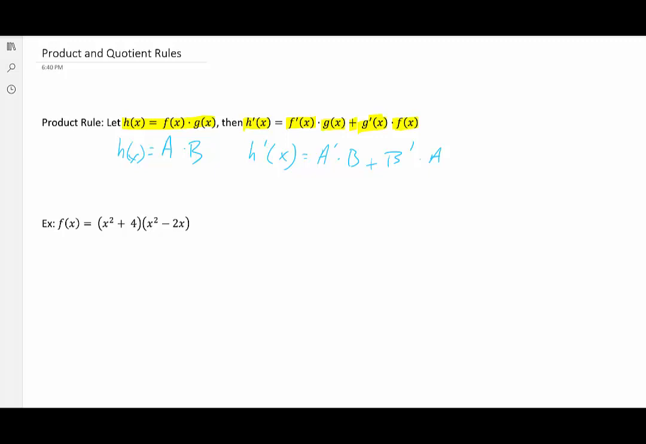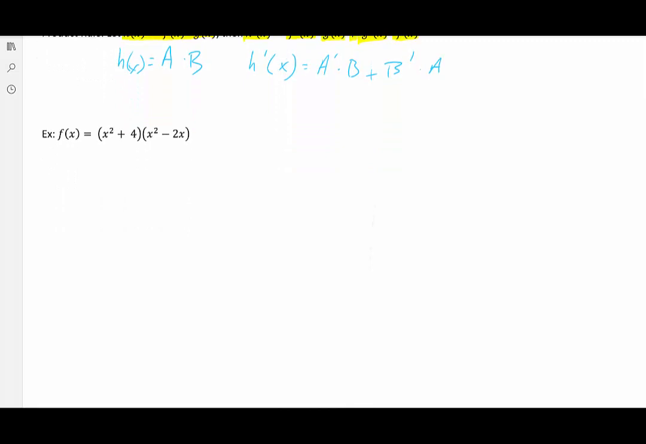For example, we have f of x equals x squared plus 4 times x squared minus 2x. And what we're going to do here is I'm going to label these. So we're going to call x squared plus 4 our a. The x squared minus 2x, I like to call that b. Okay. And so then we know f prime of x, we have to use the product rule. Well, we don't have to use the product rule. Instead, what we could do is we could distribute and then do our sum and difference rule, but I want to practice the product rule.